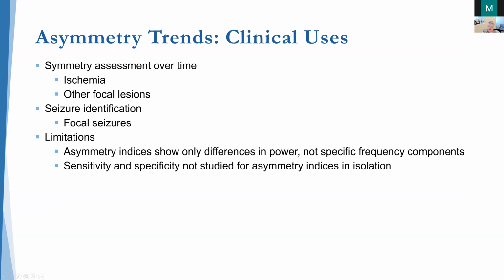So the asymmetry trends have many clinical uses, picking up focal seizures, but in particular for this topic today, it's very useful for detecting ischemia as well as other focal changes in the EEG.